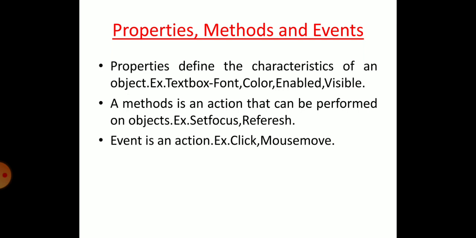Next one is method. A method is an action that can be performed on objects. For example, a cat is an object. Its properties might include long white hair, blue eyes, etc. So similarly, in object-oriented programming, a method is a connected or built-in procedure or a block of code that can be invoked to impart some action on a particular object.